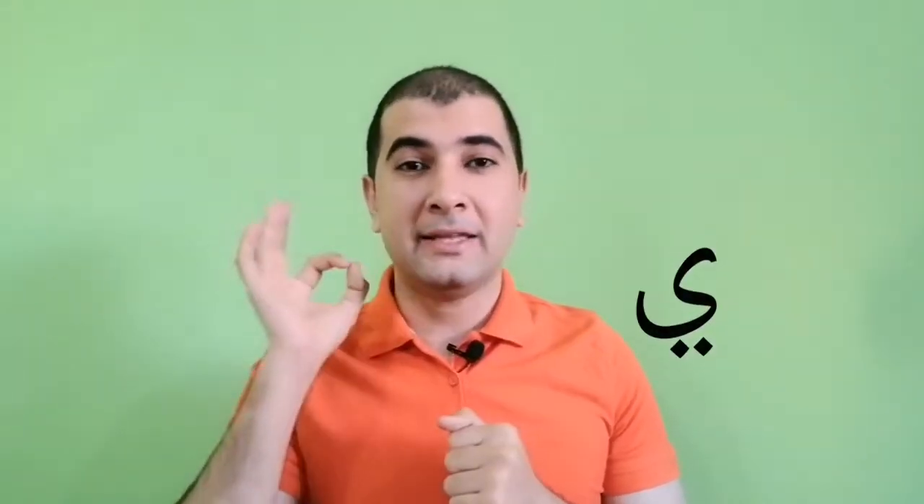And from this articulation point we have 3 letters, which are the letter waw, the letter alif, and the letter ya. And every letter from these 3 letters has a condition. The letter waw should be preceded by dhamma to say, for example, boo. And the letter alif should be preceded by a fatha to say, for example, ta.